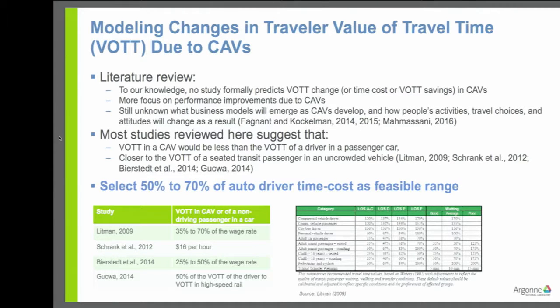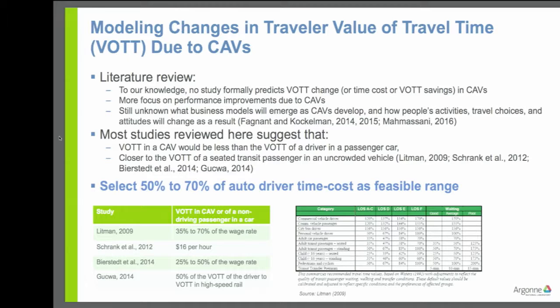So from the behavioral perspective, we look at modeling changes in traveler value of travel time. So there's a thought that traveling in an autonomous vehicle reduces some burden on the driver, decreasing the value of travel time savings spent in the car. So we look in the literature.